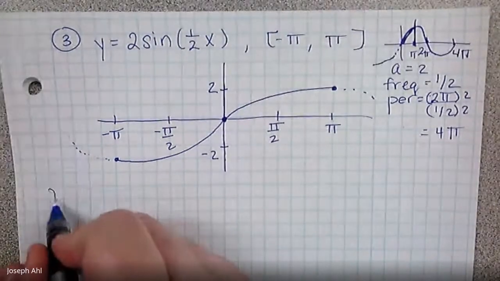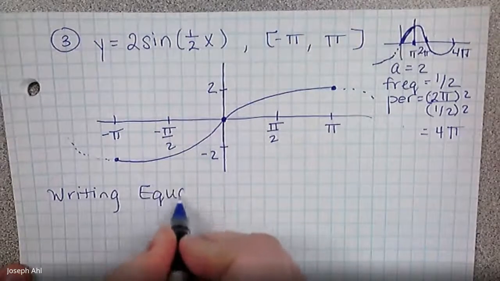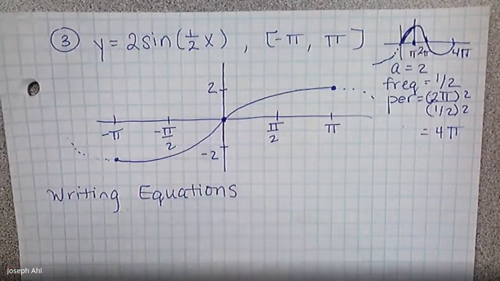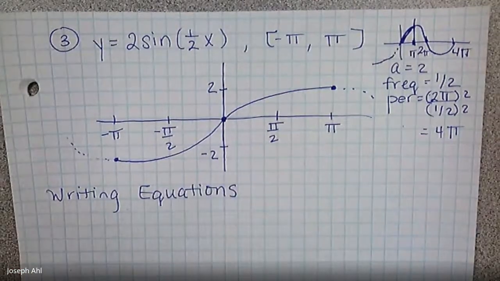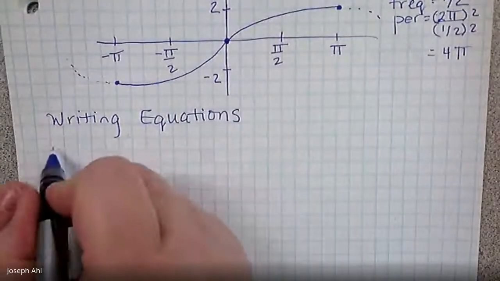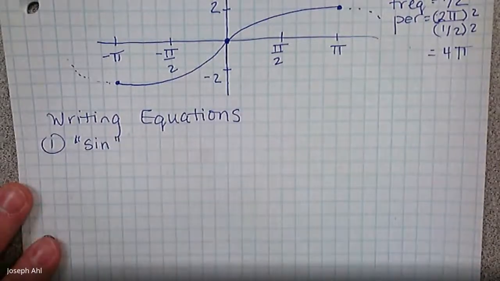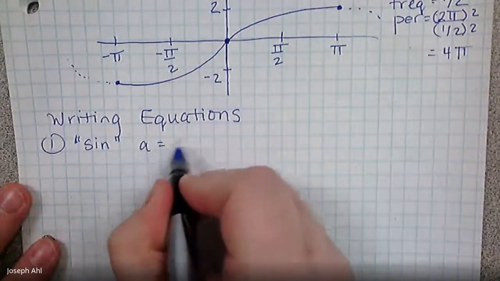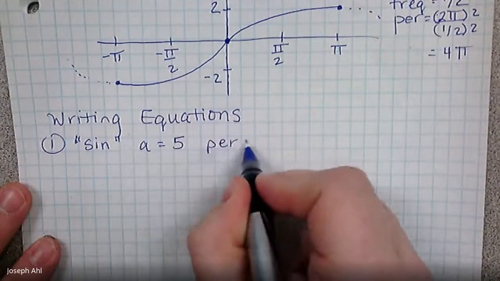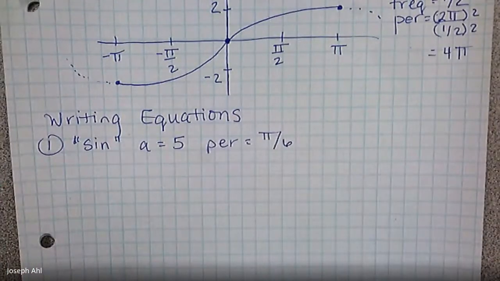Talking about equations, that's the last part of today's lesson: let's talk about writing equations. What I mean by that is if I give you certain information, so for example, we're going to write the equation of a sine graph that has an amplitude of 5 and a period of pi over 6. If that's the given information, what would the equation of that sine graph look like?